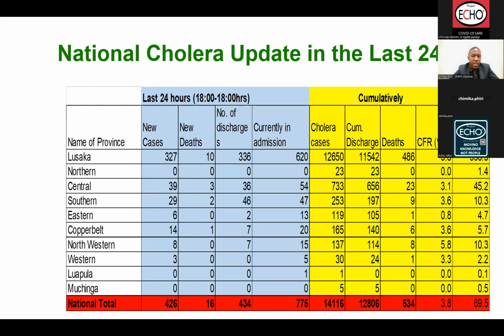The cumulative numbers, as you can see, we're at 14,000, making this the largest outbreak that Zambia has ever seen. The previous large outbreak was the one we had in 1991. So it tells you how massive this outbreak has been. Currently, our case fatality rate is at 3.8%. Remember, the WHO recommended is a case fatality of under 1%. So this just tells us how grave the situation is for us as a country. We can move on to the next slide.